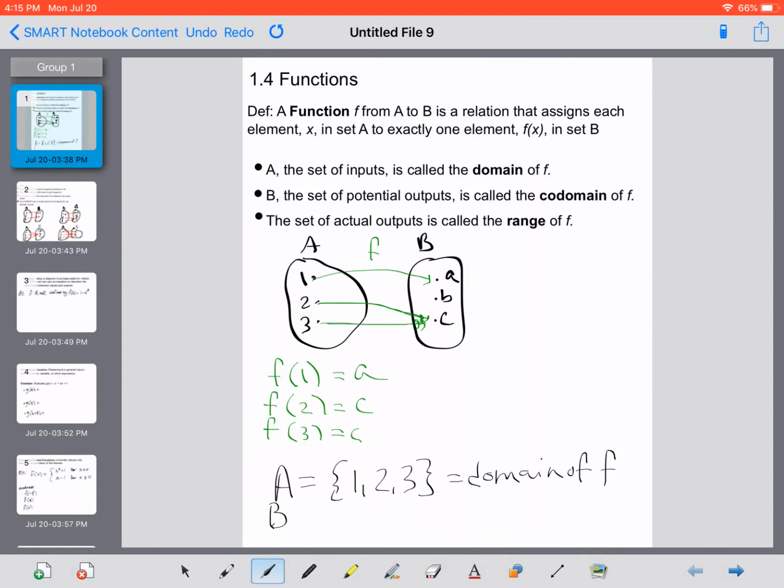And B is also given to you, that's the set of potential outputs, and we can see that the potential outputs are the elements little a, little b, and little c. So we call that the codomain of the function f.